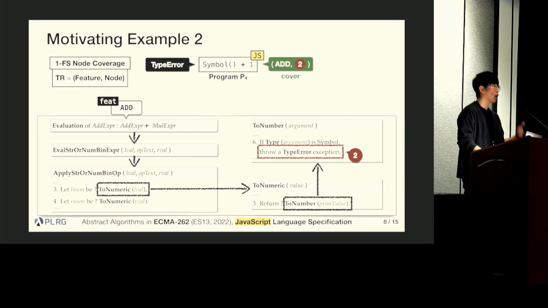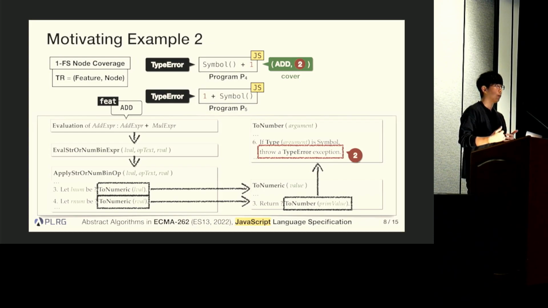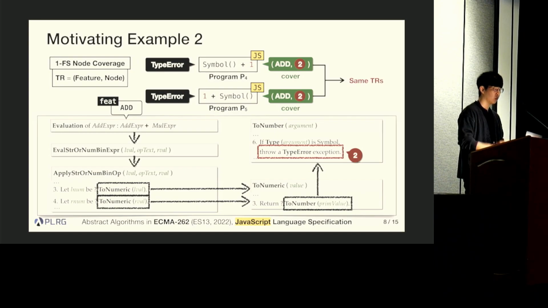Now let's consider another program, similar but with a different order. Now one adds a symbol. In this program, step 3 will be successfully passed, but in step 4, it tries to convert the right side value into a number using the ToNumber algorithm. It also throws a type error because of the same reason. So it also covers add 2. But actually they are equal. It means that still we cannot distinguish these programs, but they have different information representation.